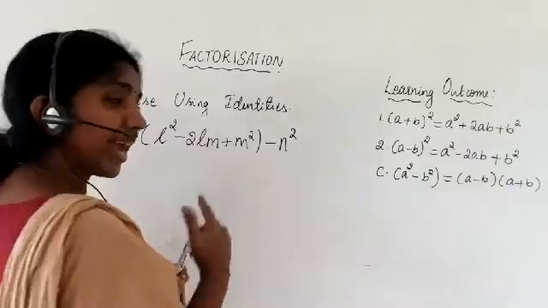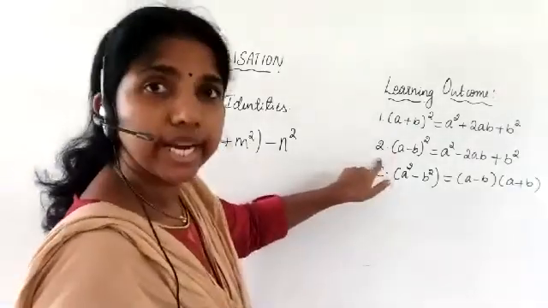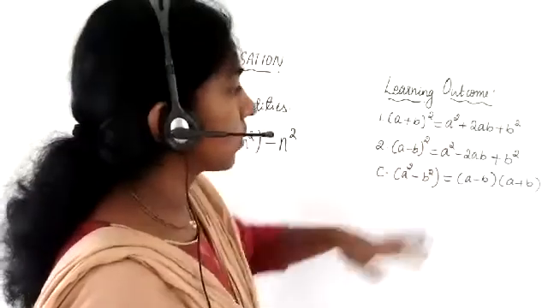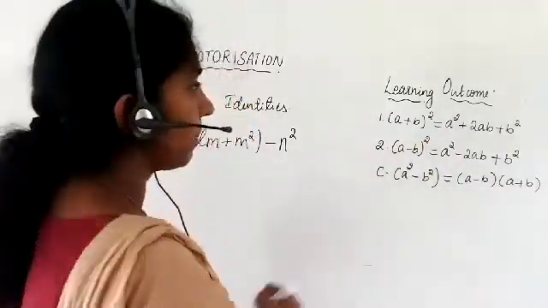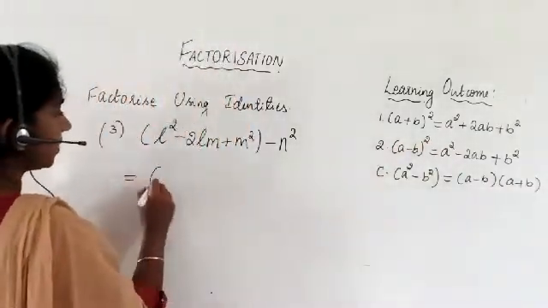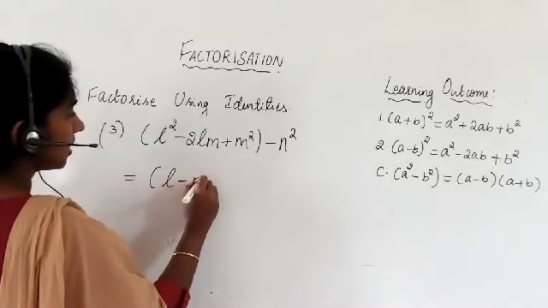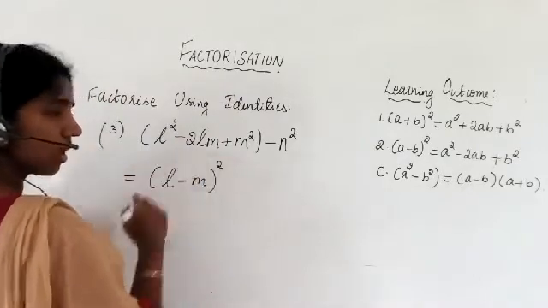Yes, so we can go for the second identity, that is a minus b the whole square is equal to a square minus 2ab plus b square. So this can be written as l minus m the whole square.